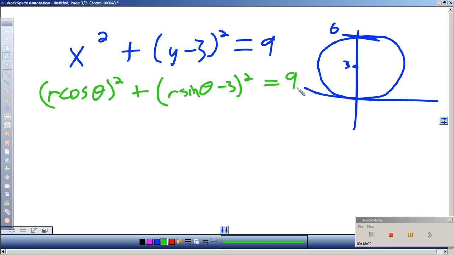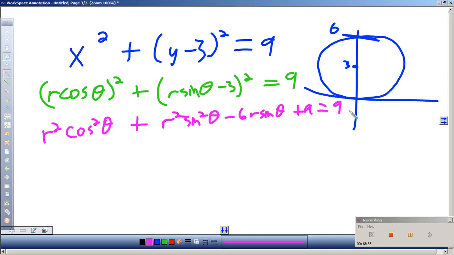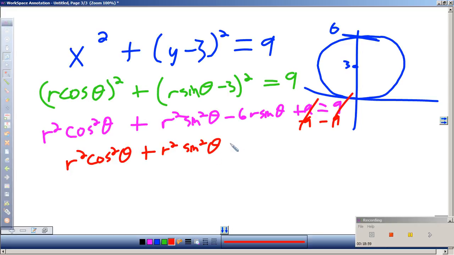No. Now solve for r. You have to FOIL that. So this one is going to be r squared sine squared theta minus 6r sine theta plus 9 equals 9. Well, let's subtract out the 9, easily, so those go away, so we're good. R squared cosine squared theta plus r squared sine squared theta equals 6r sine theta.